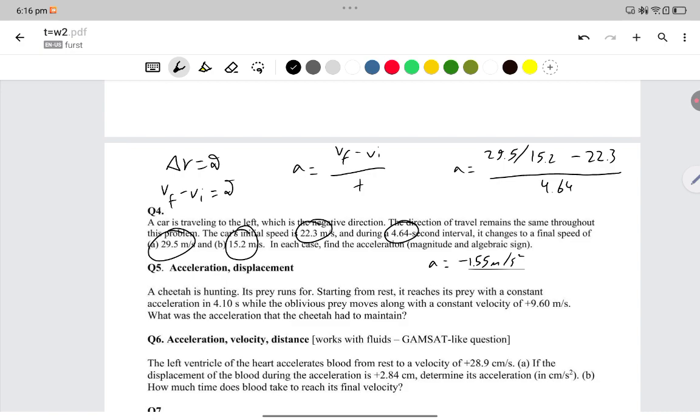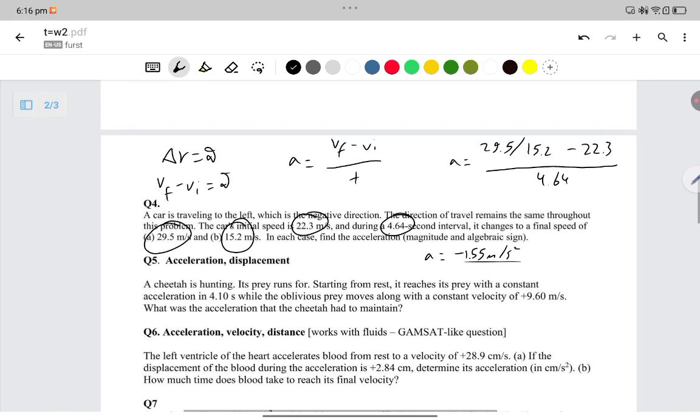And normally it's a bit hard to wrap your head around. Normally you'd say if something has a negative acceleration, that means it's slowing down, right? But because in this question we describe the car as going left in the negative direction, we describe this as accelerating in the negative direction. And this makes sense because the final velocity was 29.5, the initial was 22.3, so we've increased our speed. So acceleration is going to be greater.